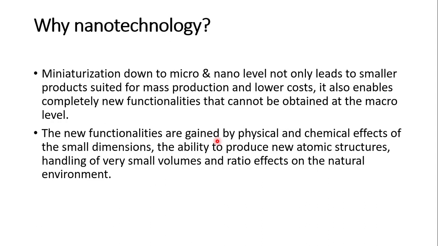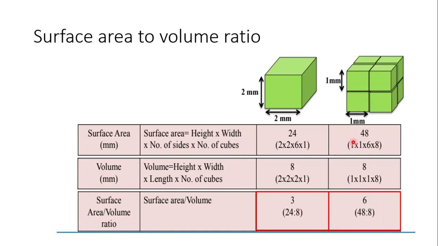So we are doing mass production, it lowers the cost and it gives completely new functionalities when we move from micro to nanoscale. These completely new functionalities are gained by various phenomena, and we have completely new atomic structure and the small volume to ratio effect. Now what is the small volume to ratio effect? We will be discussing this now. Surface area to volume ratio is also known as aspect ratio. This will show you how the dimensions actually make a difference.